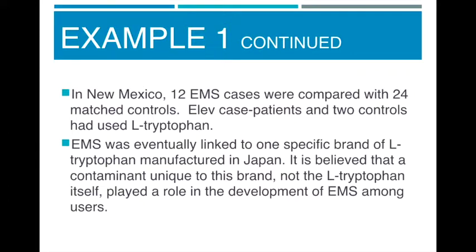In the actual investigation, health departments in New England, New Mexico, and Minnesota each conducted a case control study. In the New Mexico study, 12 EMS cases were compared with 24 matched controls. 11 case patients and 2 controls had used L-tryptophan. Use this information to create a 2x2 table and use it to calculate the correct measure, RR or OR.